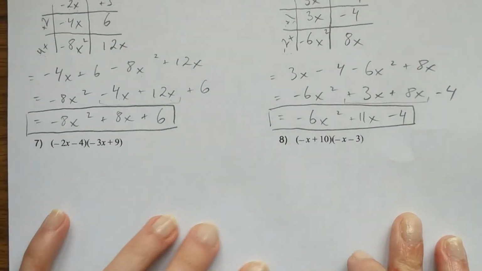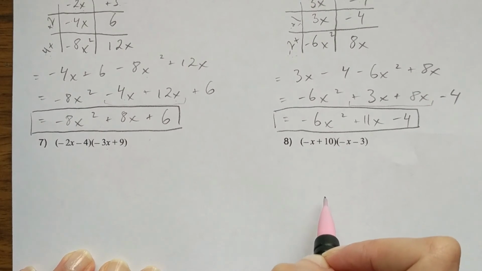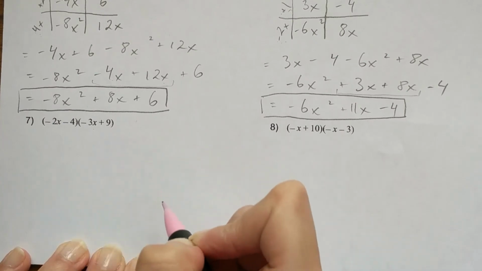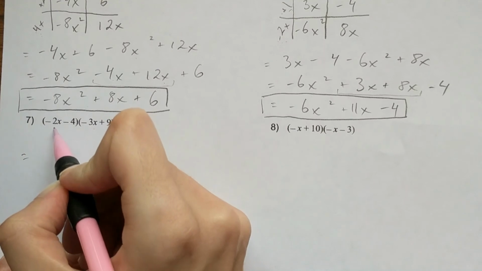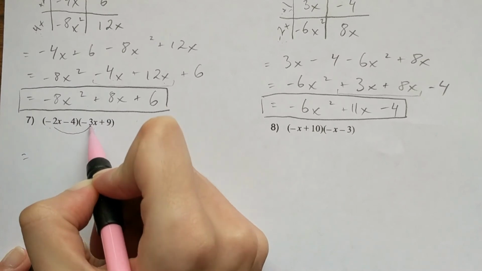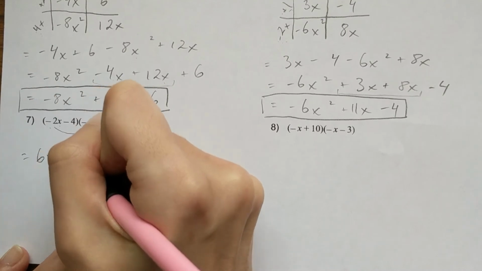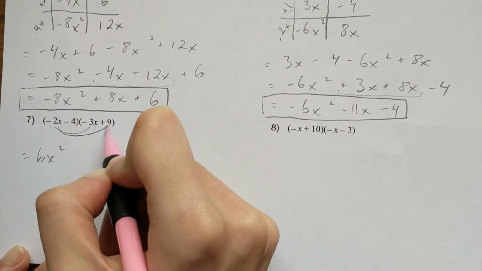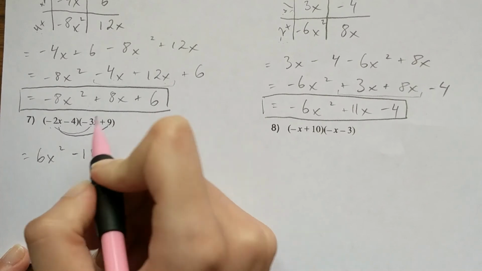In our last two examples here, we are faced with a situation where the coefficients are both negative beside x. That's fine, we just keep continuing to multiply our numbers together. In these two examples, I'm going to use FOIL. First, I'm going to start here. Negative 2x times negative 3x, I do negative 2 times negative 3 gives me 6. X times x is x squared. Then I do negative 2x times positive 9. That gives me negative 18x.